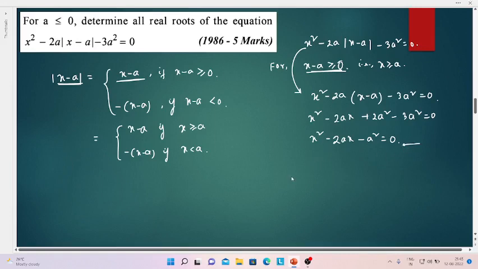So let me apply Sridharacharya's formula, which will be x equals minus b. So it will be minus of minus 2a, that means 2a, plus minus root under of b square.